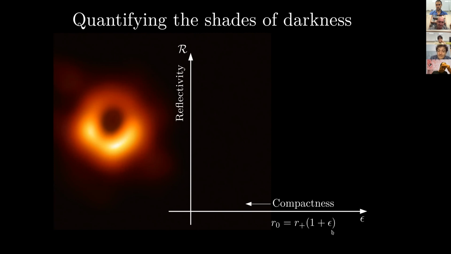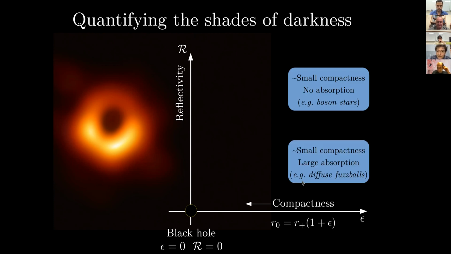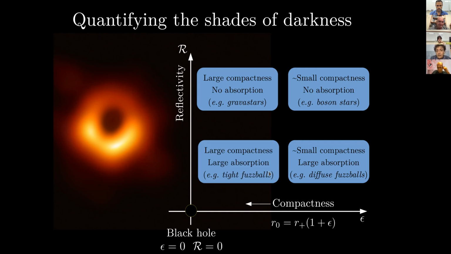I'm parameterizing this in terms of r_+, the Kerr horizon, plus an epsilon, which is some correction. In this diagram, a classical black hole in GR sits here: 0 reflectivity is a perfect absorber, and 0 epsilon because it's a Kerr black hole. In this diagram, there can be different corners: small compactness, no absorption; large compactness, large absorption. And of course, as you can imagine, the closer you are to the origin of this diagram, the more difficult it will be to test the paradigm, because all observables should be similar to the black hole ones.